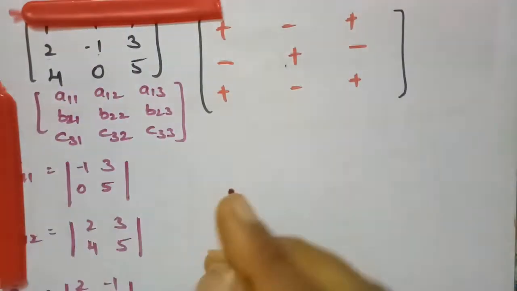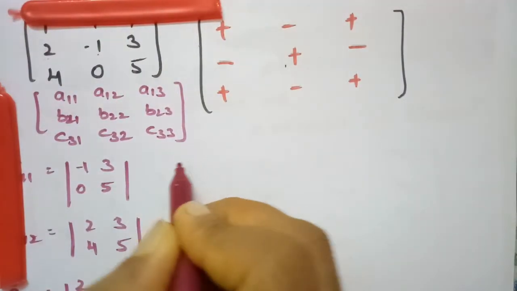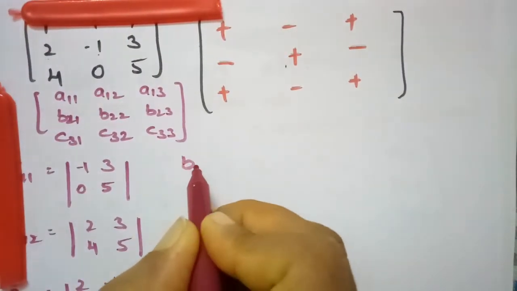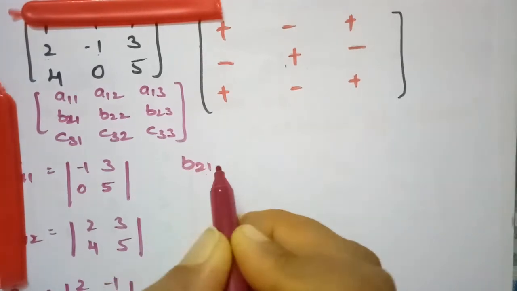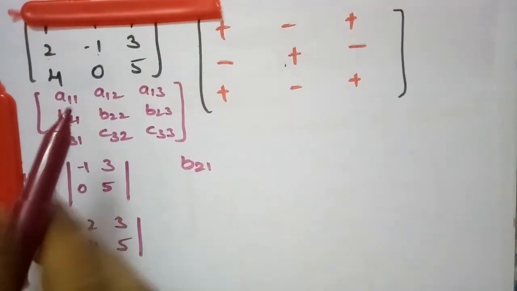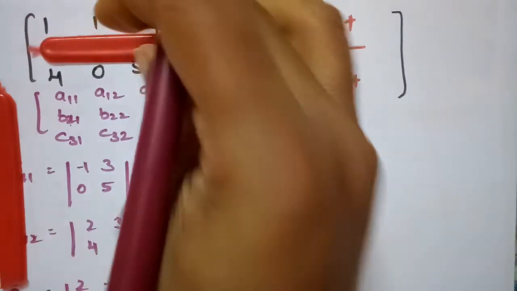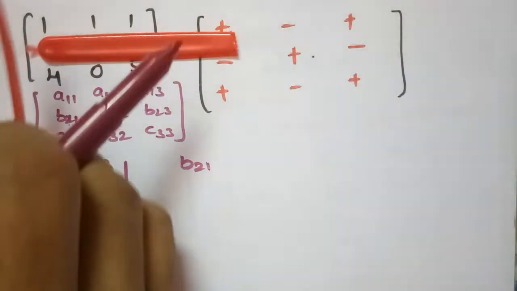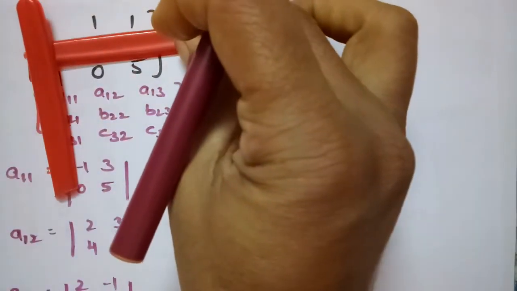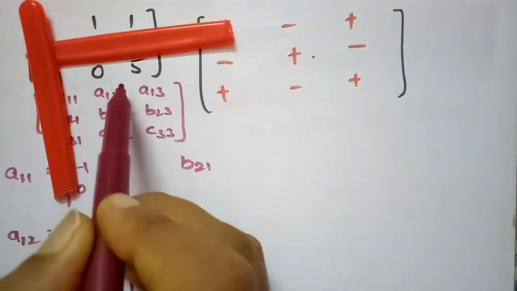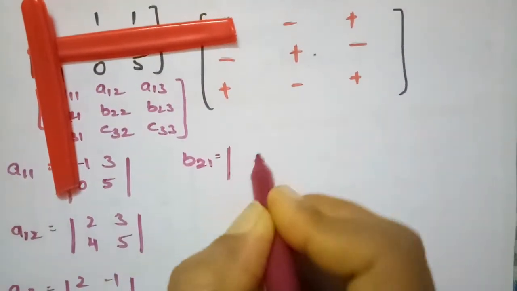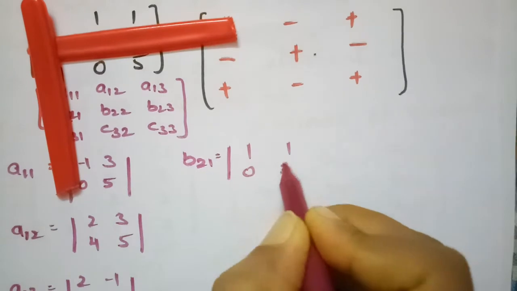And the next one here is B21, the second row, first column. Now I have to close this row as well as this column. After closing this row and column, what remains is 1, 1, 0, 5. So this is 1, 1 in the first row, and 0 and 5 in the second row.